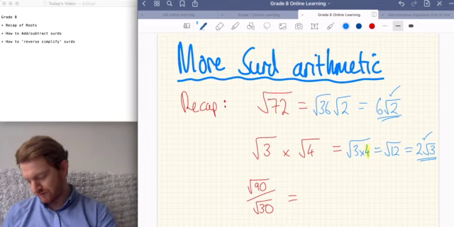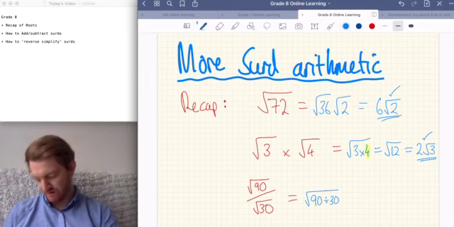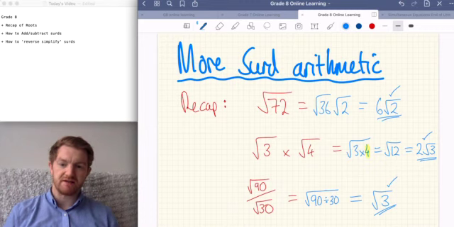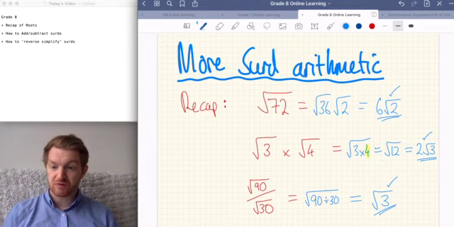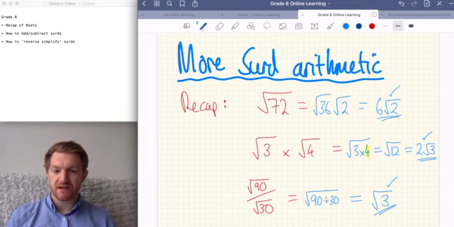Finally, for the last one, root 90 divided by root 30, we do 90 divided by 30 as one big root. 90 divided by 30 is root 3, and because 3 is a prime number, it can't be simplified. So that's what the previous video looked at. If any of that doesn't make sense still, that's the kind of fundamental skills, so I would say go back and have a look at that first.